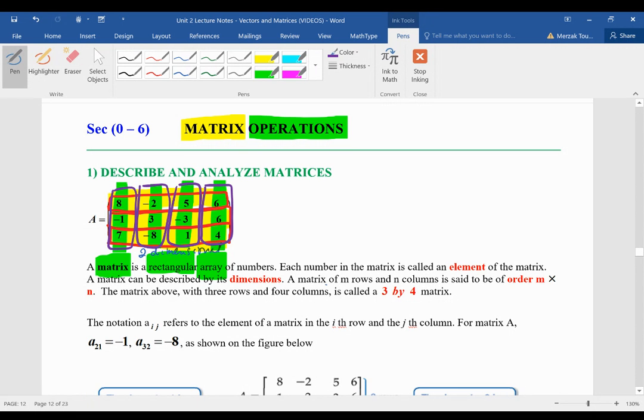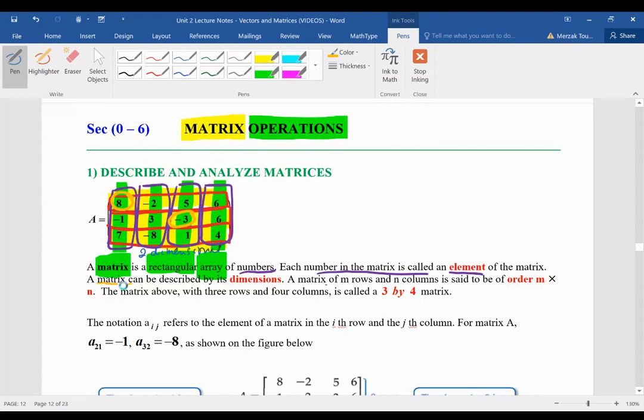So two dimensions. Matrices in general are used to store numbers. Each number in the matrix is called an element of a matrix. For example, 8 is an element of the matrix A. -3 is an element of matrix A, and so on.